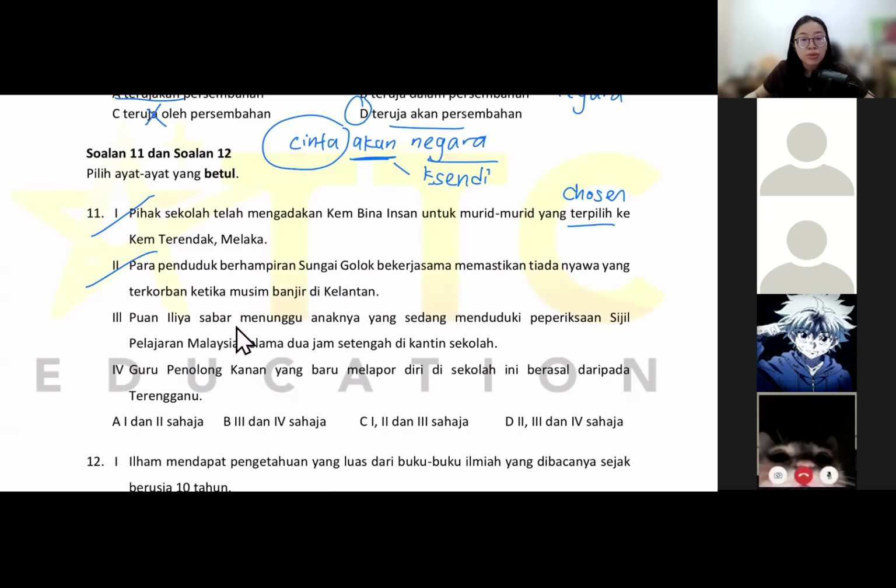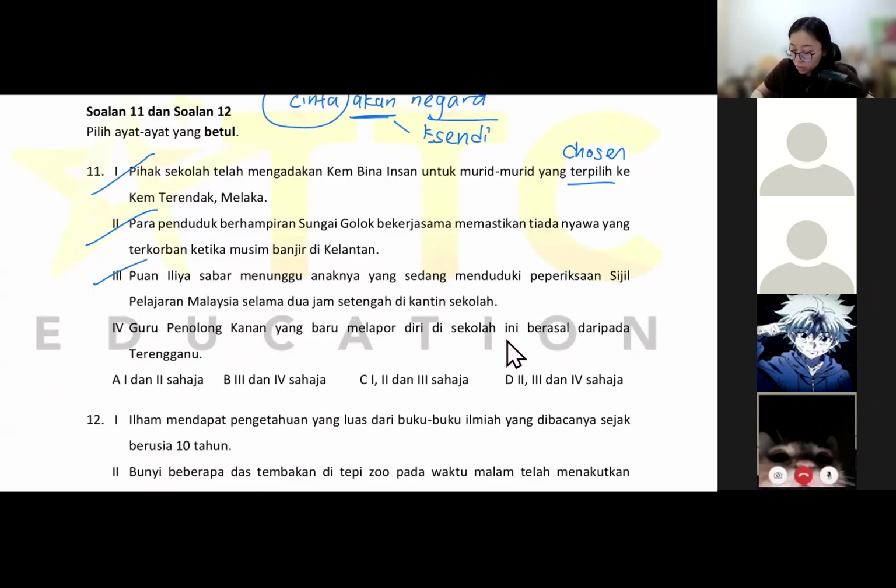Okay. Number 3. Puan Lia sabar menunggu, very patient waiting, anaknya yang sedang menduduki peperiksaan SPM selama 2 jam setengah di kantin sekolah. 2 hour and a half. Is it correct or wrong? This one is also correct. Don't confuse yourselves. This one 2 and setengah.